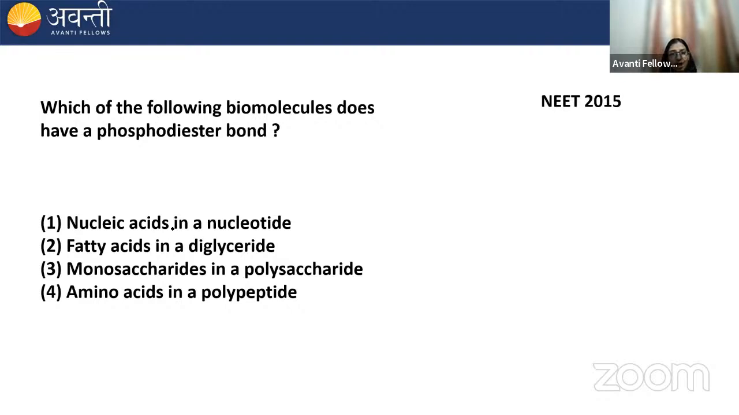Which of the following biomolecule does have a phosphodiester bond? So the correct option is option number 1, because they're asking about the phosphodiester bond. And we know that two nucleotides are joined by the phosphodiester bond, because the nucleotide consists of phosphate, the sugar, and the nitrogenous bases.